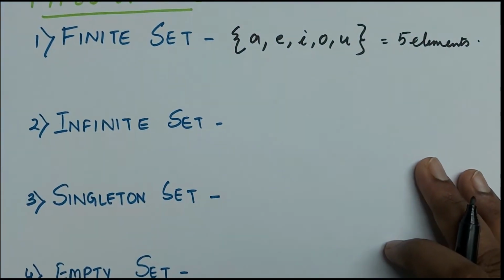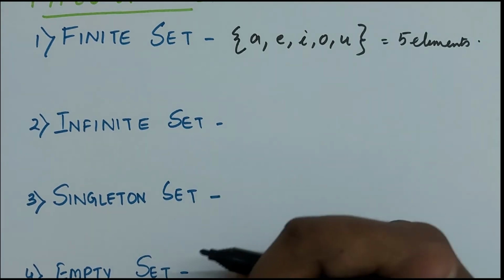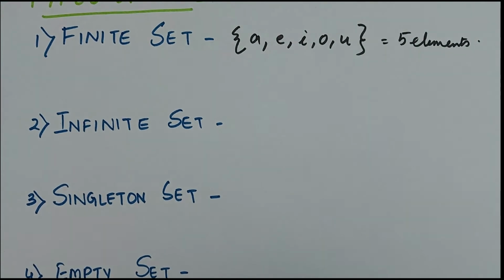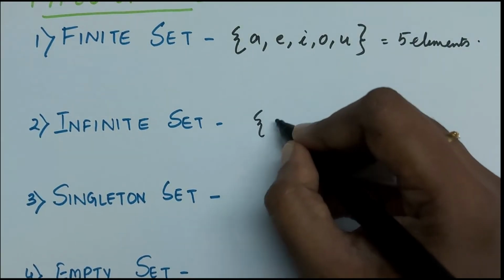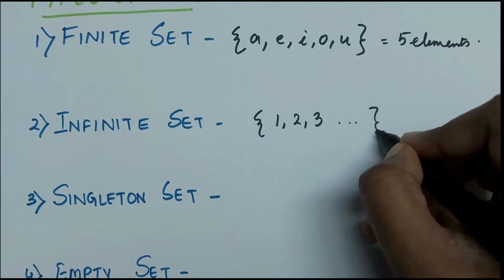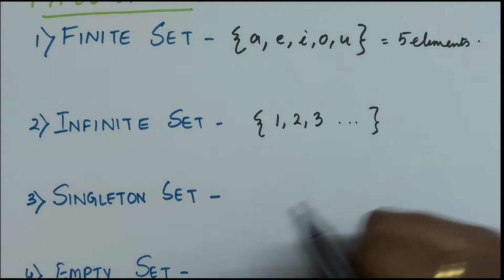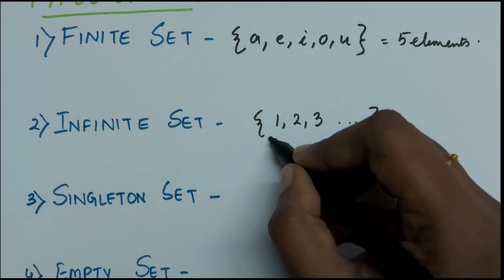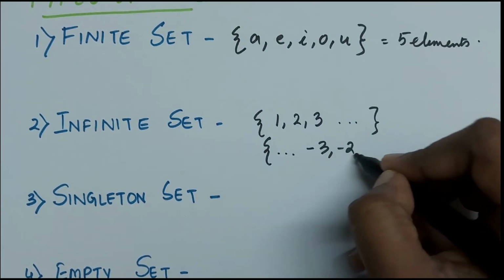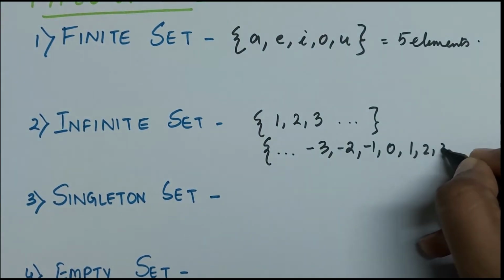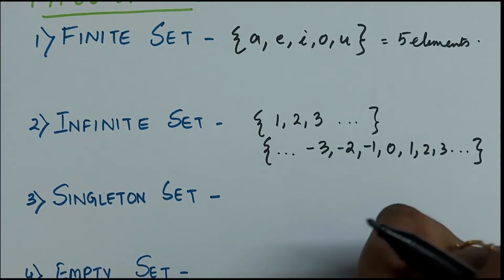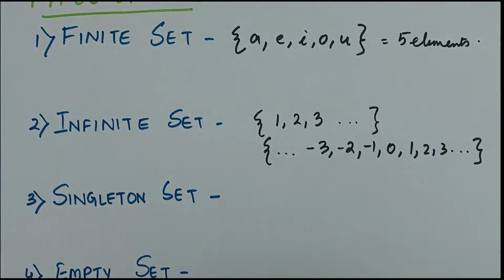Then if we talk about an infinite set, it is just the opposite. It contains an unlimited number of elements, so you cannot count them. So if I say all the natural numbers, you know natural numbers start with 1 and go up to infinity. Or if I tell you all the integers, so integers are negatives as well, so we can have an infinite number of integers as well. So a set in which we cannot count the number of elements is an infinite set.